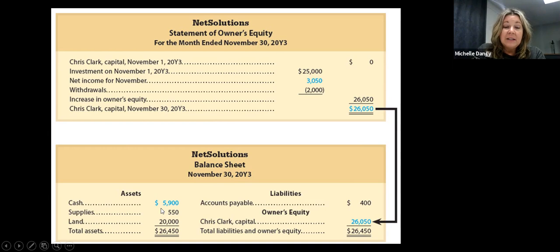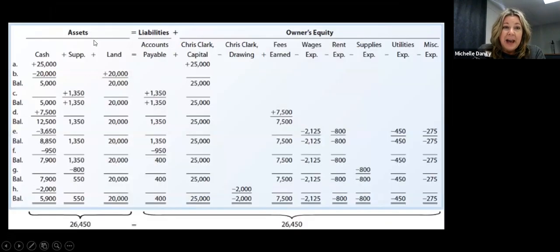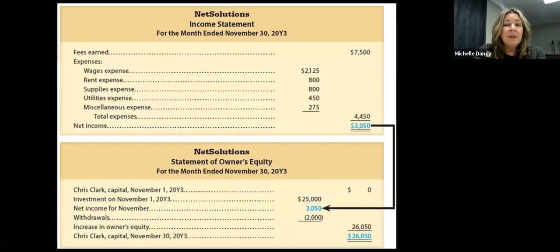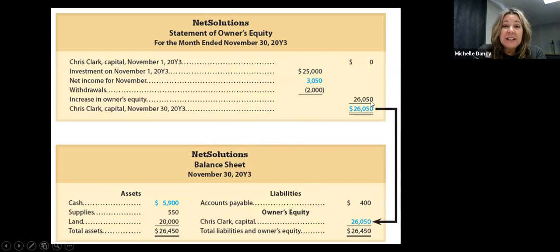So I'm going to take my assets. Where am I going to get these numbers from? That's right. I'm going to go back here and look under my asset heading, and I'm going to have my cash, supplies, and land: 5,900, 550, and 20,000. Where are my liabilities going to come from? Right here under liabilities. But now, is this where I'm going to get my capital balance from? No. Remember, this 26,050 is now my updated capital balance. So our statement of owner's equity, the answer, if you follow my little arrow, is what you will list on the balance sheet in the owner's equity section.